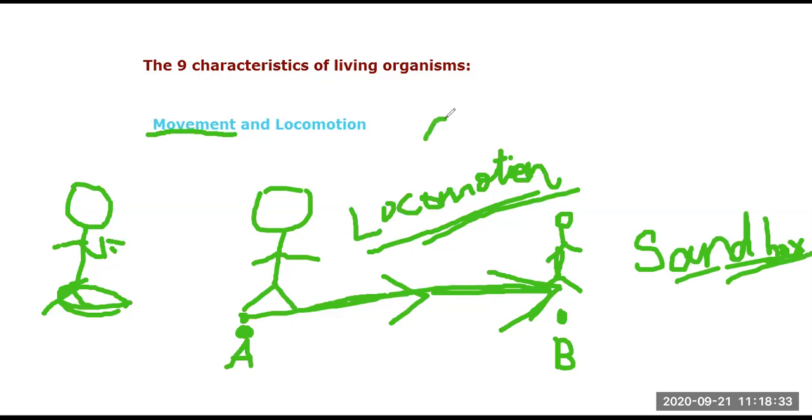When a fish swims from point Y to point Z, it is said to be locomotion. While if you wave your hand to a friend who is moving away from you, you're doing movement, and the friend is doing locomotion.